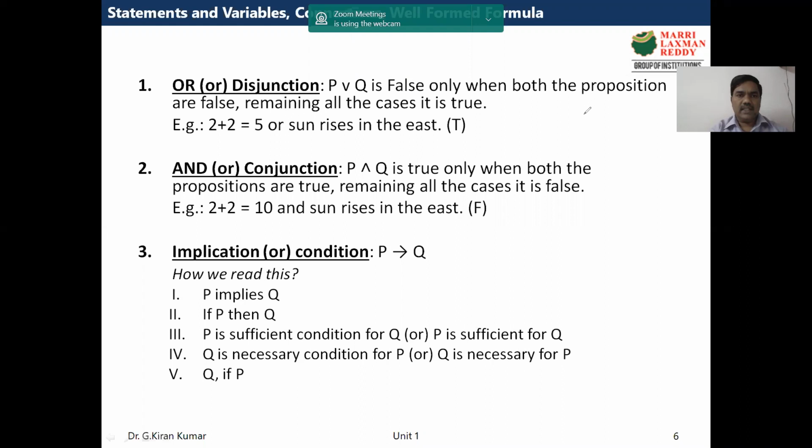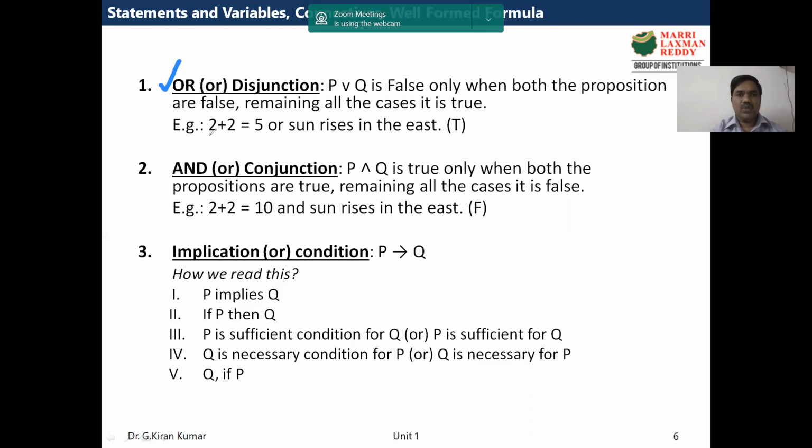Now let us take the first one, the connective OR. Let us see one example for it. Please recollect from the last video that OR is false only when both the propositions are false. In all the remaining cases it is true. Now let us take an example propositional statement.